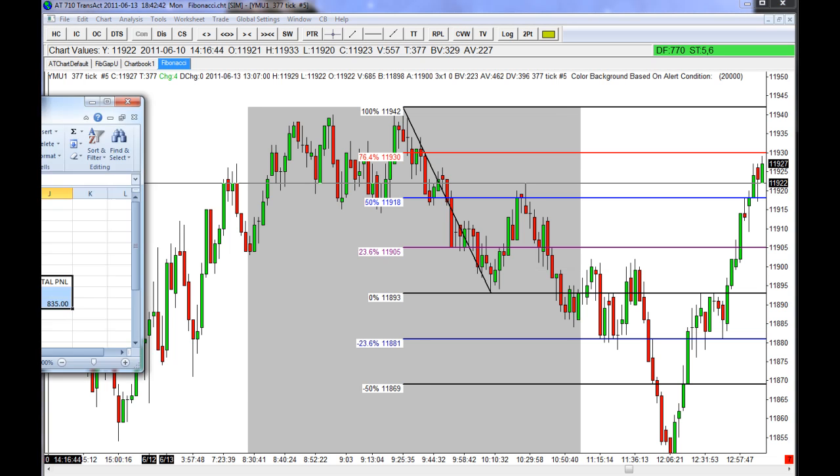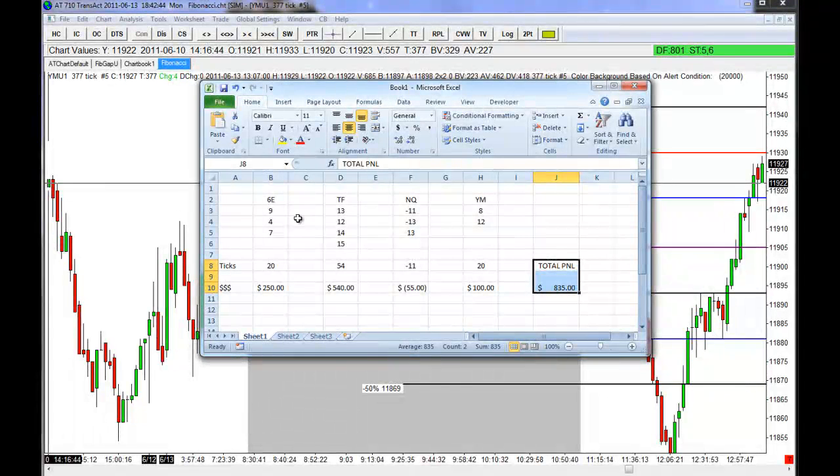Okay, so here's a small spreadsheet showing the results. In the 6E there were 3 trades for a total of 20 tick gain. In the Russell there were 4 trades for a total gain of 54 ticks. On the Nasdaq index there were 3 trades for a total loss of 11 ticks, and in the YM there were 2 trades for a total gain of 20 ticks.